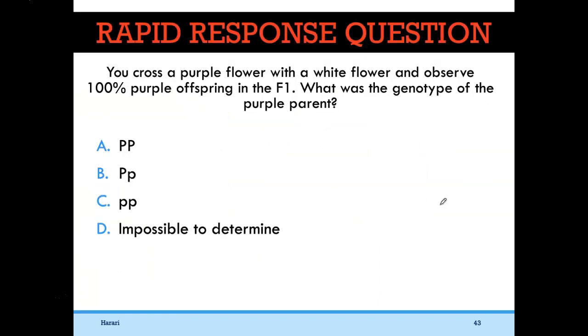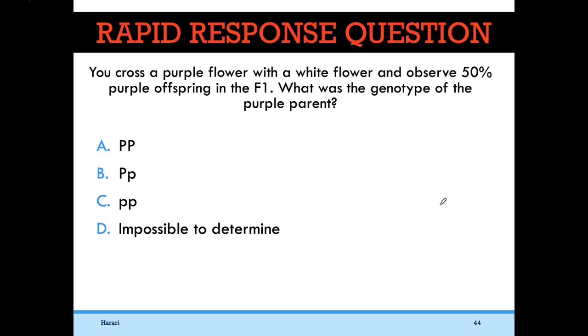You cross a purple flower with a white flower and observe 100% purple offspring in the F1. What was the genotype of the purple parent? Pause here, and the answer is A, big P, big P. So if you observe 50% purple offspring in the F1, what was the genotype of the purple parent? Pause here, and the answer is B, big P, little p.